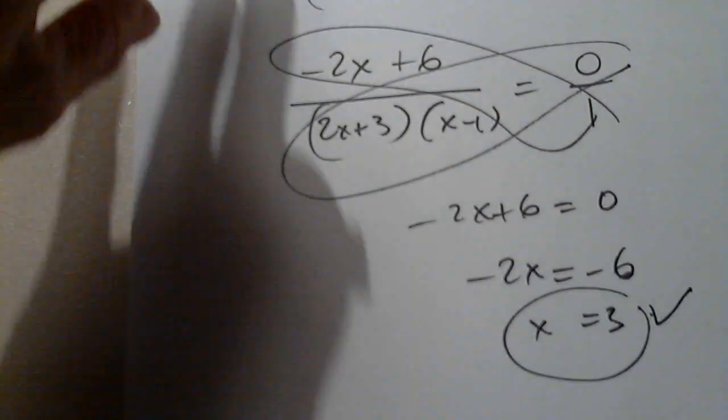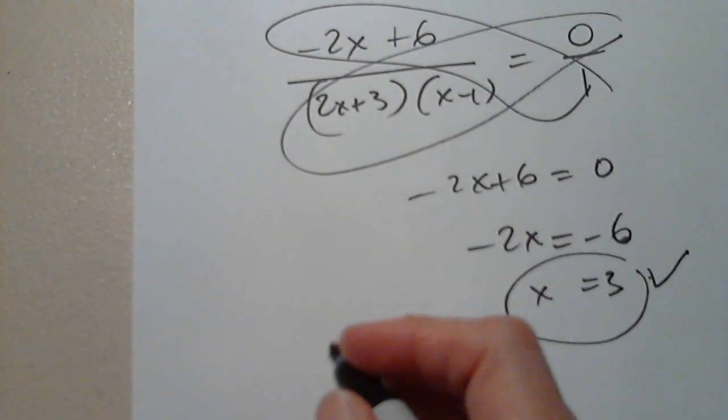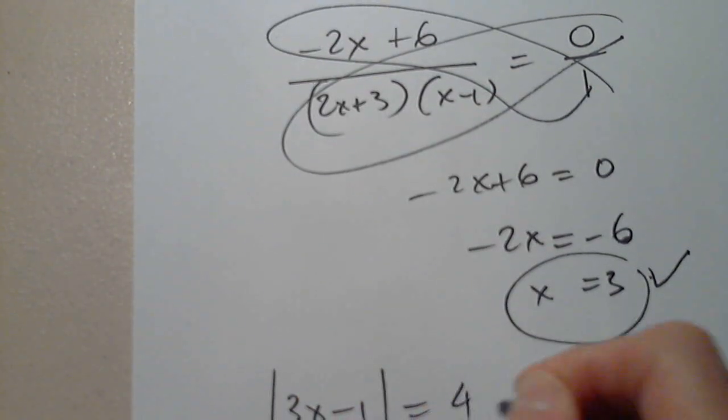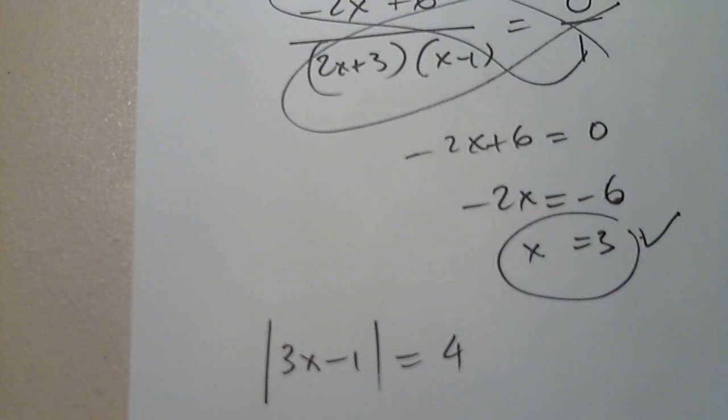Okay, so let's look at the absolute value equation. Let's say the absolute value of 3x minus 1 equals 4. So the previous one was rational. It had x in the denominator. This one is an absolute value equation. How do I handle this? What are the options here? What are the possibilities?